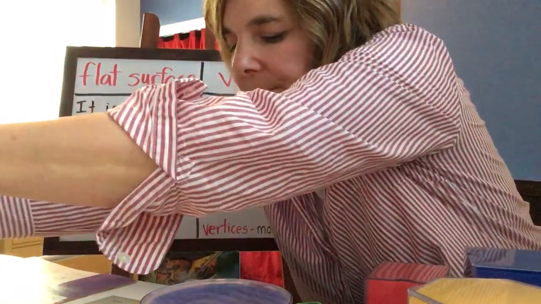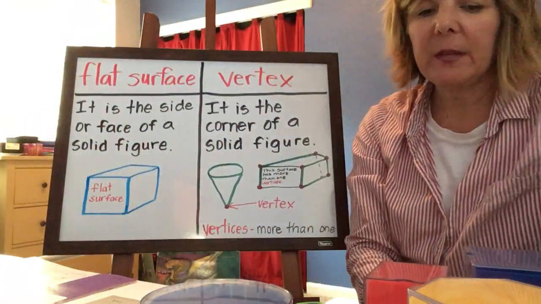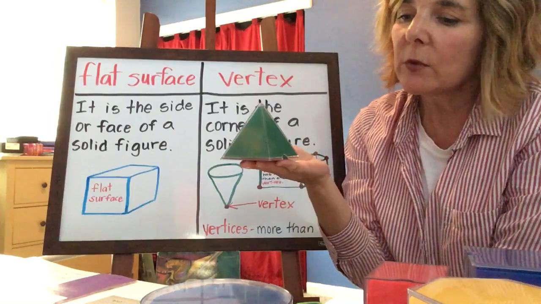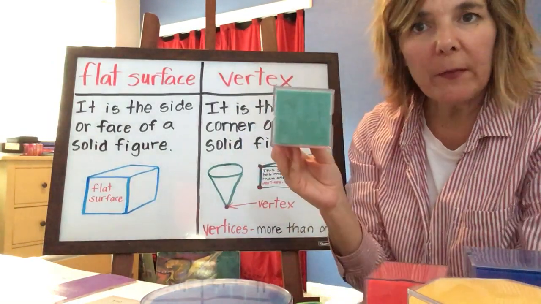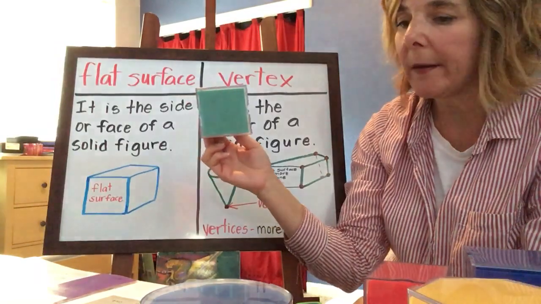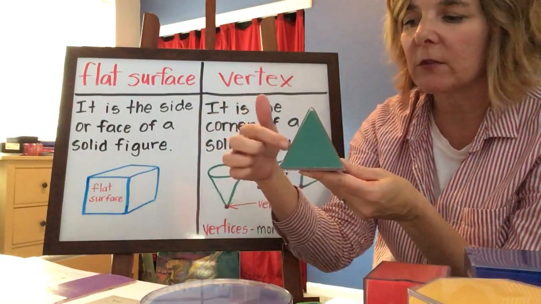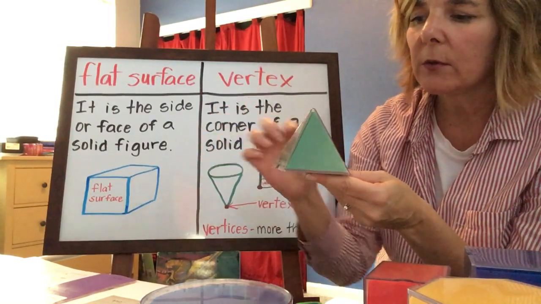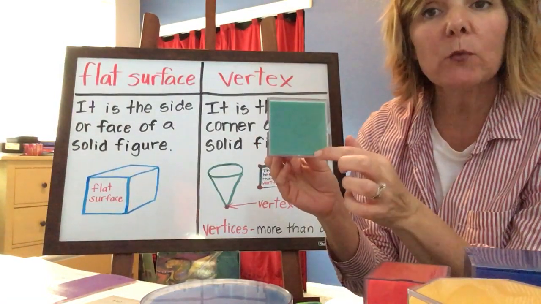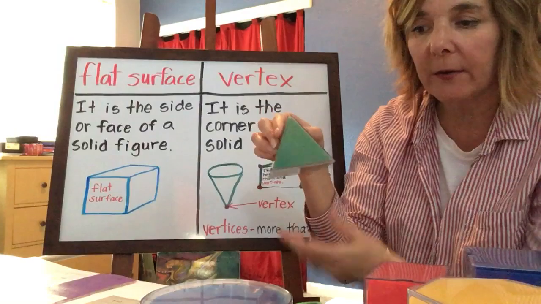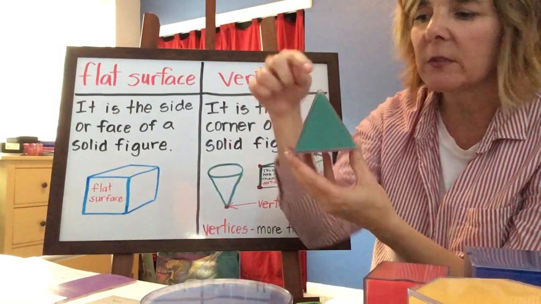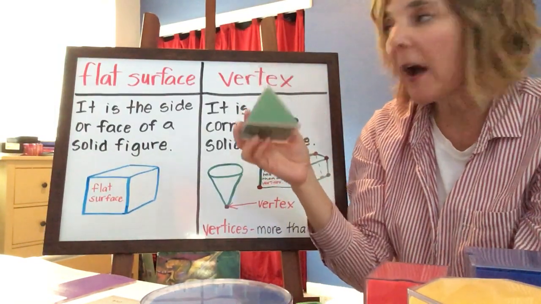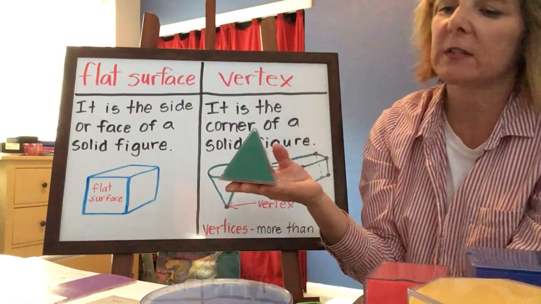Let's try one more. Let's try the pyramid. I don't think this one was in our math workbook either, but pyramids are cool. So a pyramid has a square at the bottom. So it has one flat surface that's a square, but then look at these other flat surfaces. They're not the shape of a square, they're the shape of a triangle. And there's 1, 2, 3, 4 triangles, and then 1 square. So 5 flat surfaces altogether, but how many vertices? Well, let's count them. 1, 2, 3, 4, 5. So 5 flat surfaces on a pyramid and 5 vertices.